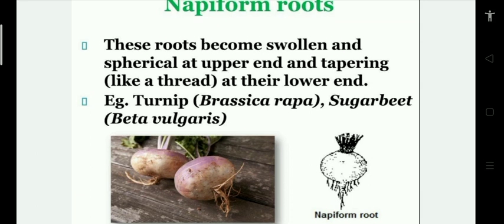Napiform roots. Napiform roots are taproots that become swollen and spherical in shape. So spherical roots are napiform roots. Examples: turnip, Brassica rapa; sugar beet, Beta vulgaris, beetroot. These three, conical roots, fusiform roots, and napiform roots, are taproot modifications only.